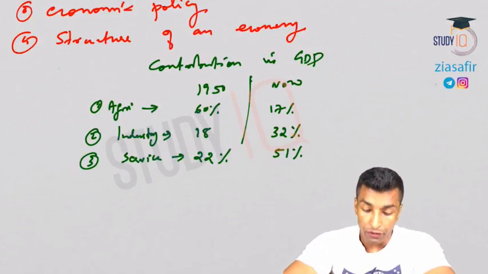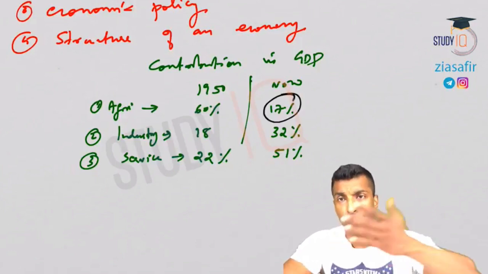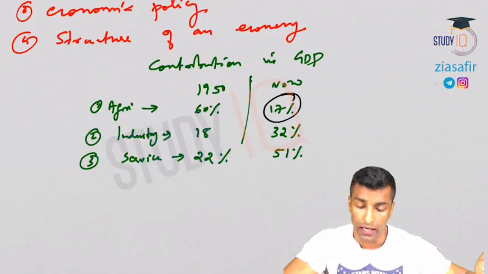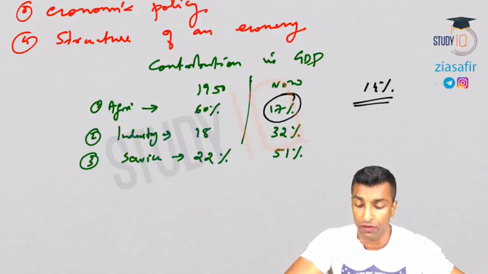Now, you might have some doubt because here this is 17. You might have read before, if you're preparing for a long time, that in 2013-14 it was 14%, right? Agriculture contribution was 14%.